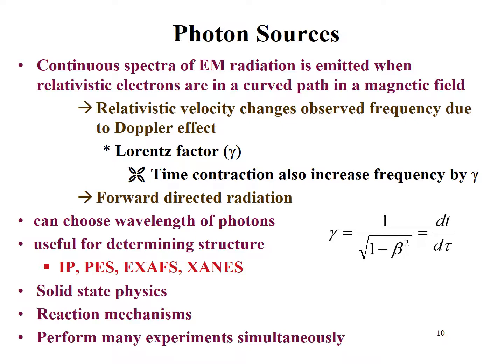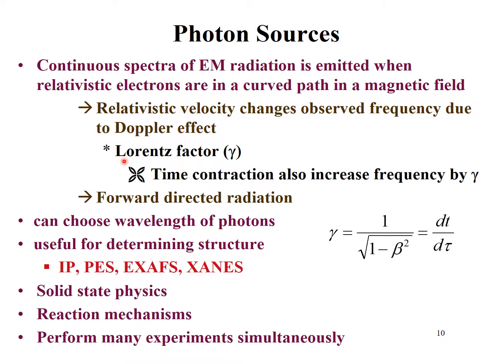Accelerators, particularly electron accelerators, are used to produce high-intensity beams of photons that are used for experiments, and within our program they're used to determine speciation and coordination chemistry of compounds, particularly the actinides and technetium. Under conditions where electrons are relativistic, they can produce continuous electromagnetic radiation when these electrons are curved in a magnetic field. This is due to relativistic velocity changes that are observed due to the Doppler effect.